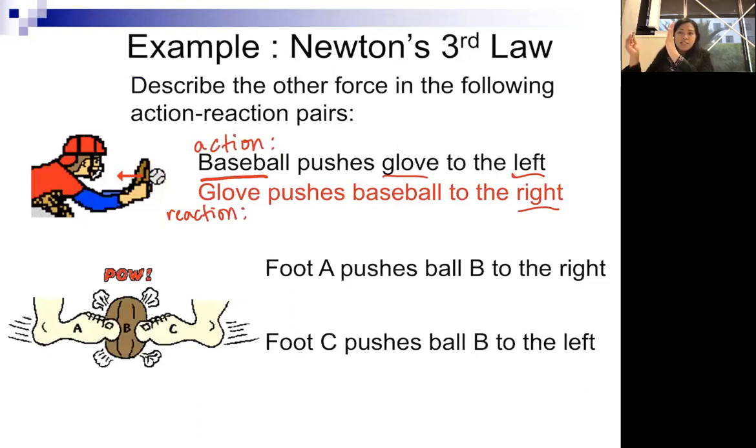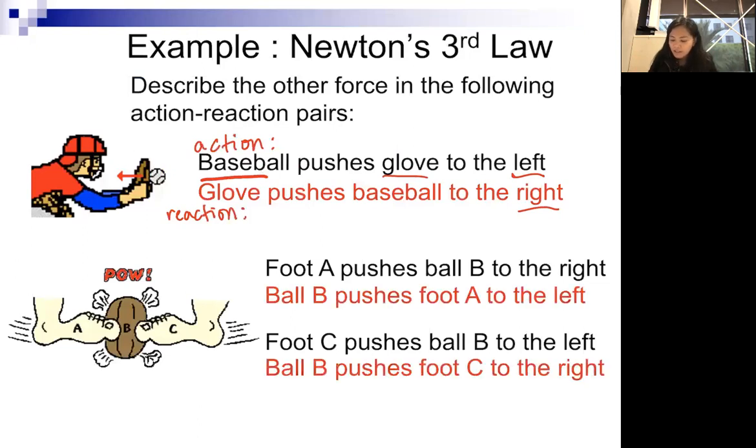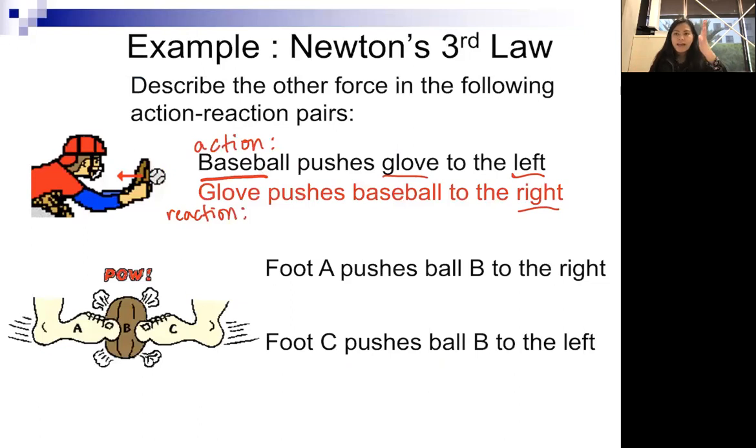Notice how the eraser, the rubber in this case, bounced off my hand. The action force there would be the rubber pushing on my hand, and in response to that, my hand pushed on the rubber, and that actually caused the rubber to bounce back. So it's not necessarily that the hand or the glove will stop the ball. I hope that clarifies that.